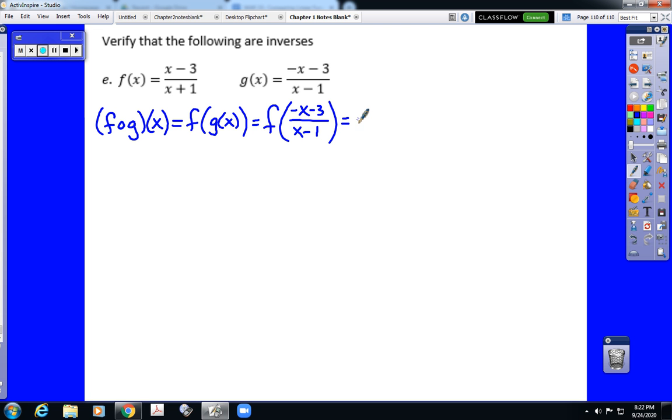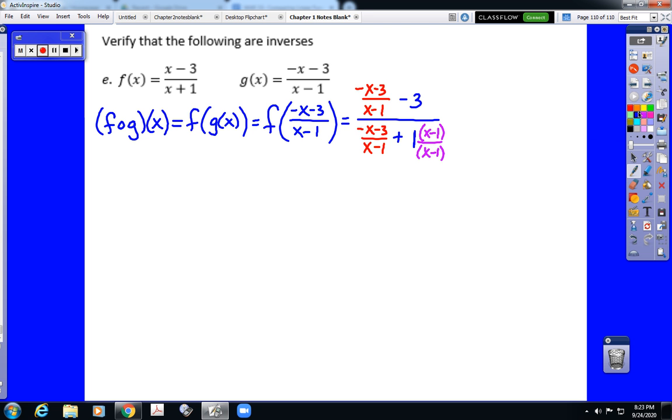So when we do that, that is going to be negative x minus 3 over x minus 1, minus 3, over negative x minus 3 over x minus 1, plus 1. So we need to get a common denominator so that we can combine the denominators. So we multiply the bottom and the top of that fraction by x minus 1. And then that allows us to combine those fractions, which is now negative x minus 3 over x minus 1 plus x minus 1 over x minus 1.